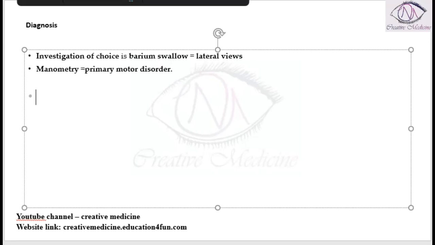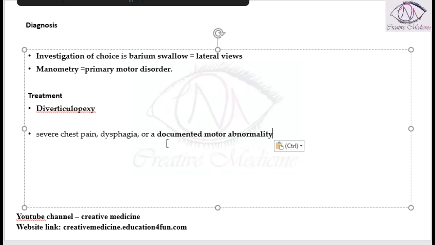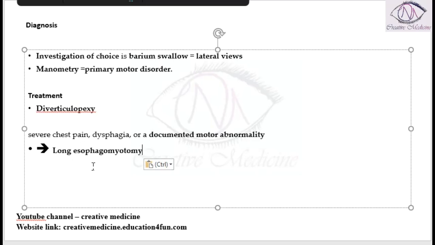Then treatment of epiphrenic diverticula. Epiphrenic diverticula is mainly treated by surgery, where diverticulectomy with epiphrenic diverticulopexy can be done to the patient. Then if the patient has either chest pain or dysphagia, or if the patient has any documented motor abnormality, in such cases long esophagomyotomy can be done to the patient.